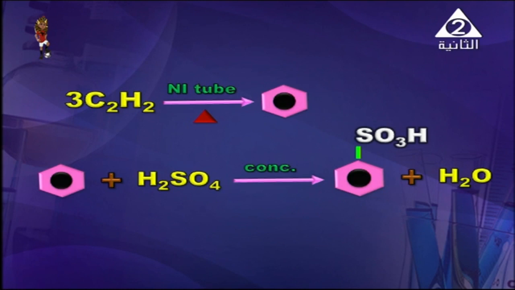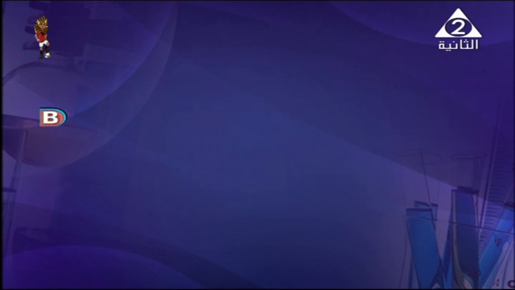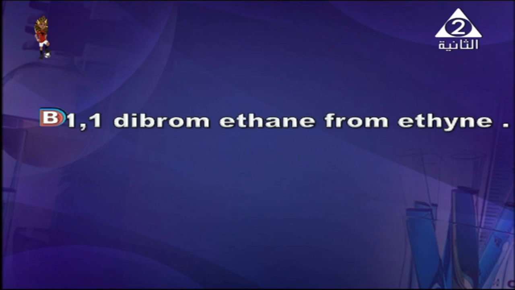Balance it. Take care. Another question: how can you obtain 1,1-dibromoethane from ethane? Oh, 1,1-dibromoethane. Yes, it's easy.